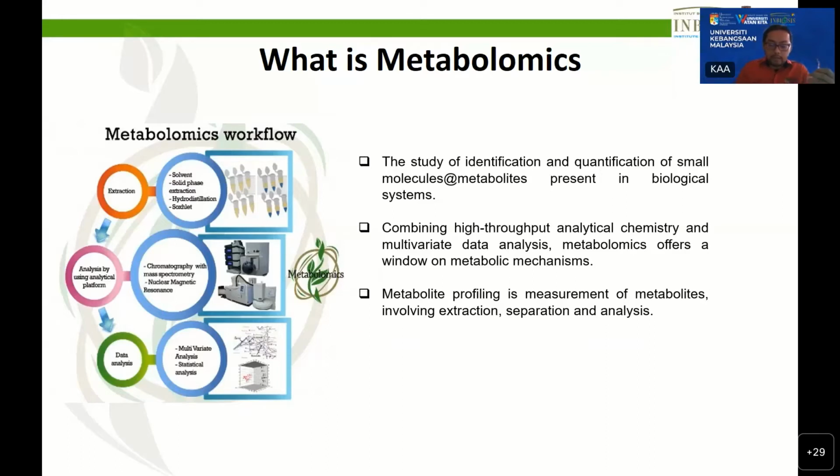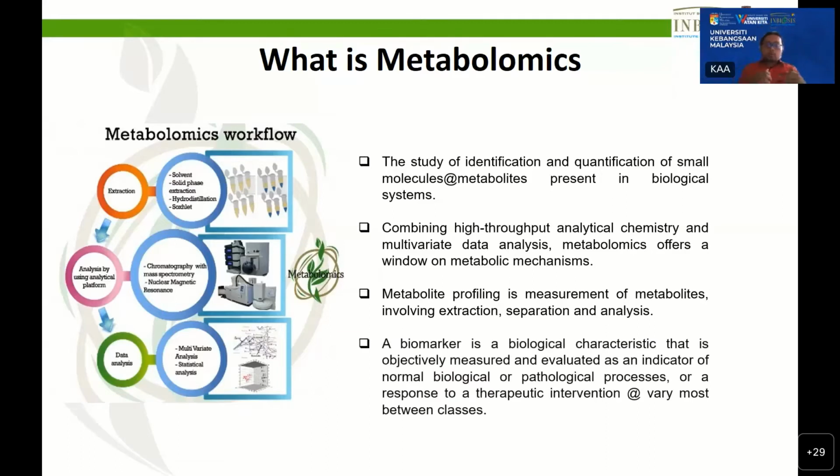Now, in my title, I mentioned biomarkers. So what are biomarkers? Basically, a biomarker is a biological characteristic that is objectively measured and evaluated as an indicator of a normal biological or pathological process. This is very important because we can use it as an indicator to explain what is happening inside the biological system. For example, if a biological system is challenged by a specific environmental condition, we can use this biomarker to explain what is going on inside the biological system.